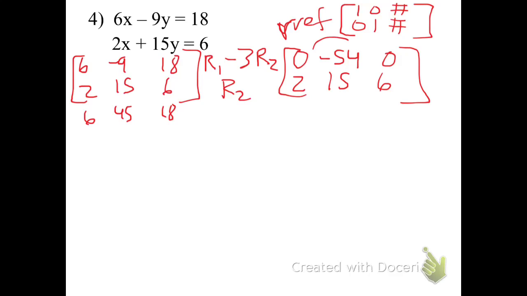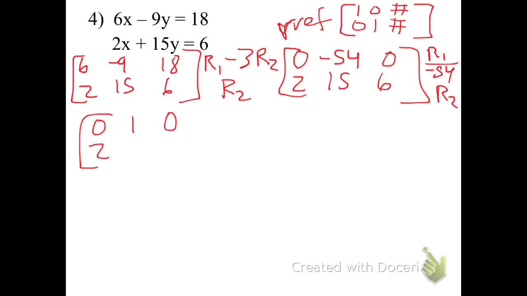Okay, this top one is almost ready to be solved. I mean, this number is almost 1. You just have to divide that whole first row by negative 54. So take your whole first row and divide by negative 54, and leave row 2 the same. So you take row 1, divide everything by negative 54, you get 0, 1, 0, because 0 divided by negative 54 is just 0. Second row, nothing really changes.